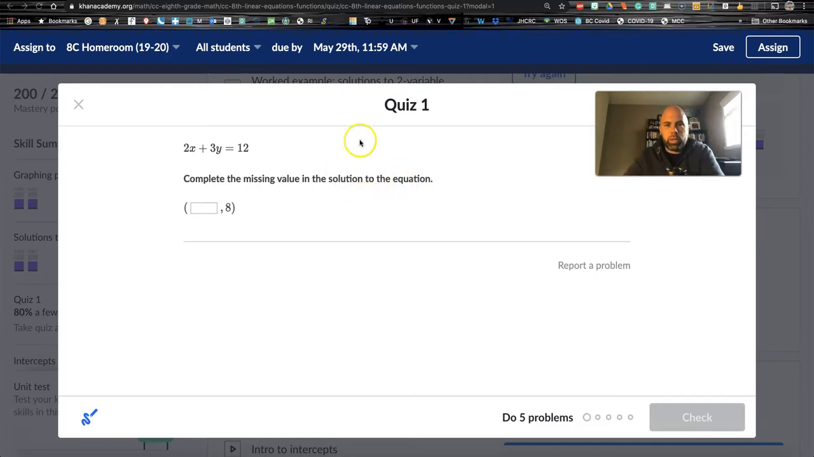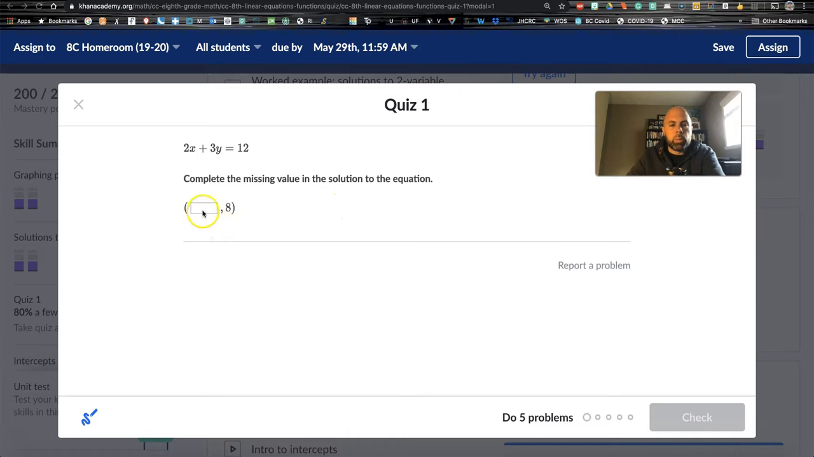So we've got 5 questions, and again the quiz, if I haven't mentioned it yet, is the 8th grade math linear equations and functions quiz. You'll find it on Khan Academy. Complete the missing value in the solution to the equation. This is our first problem.